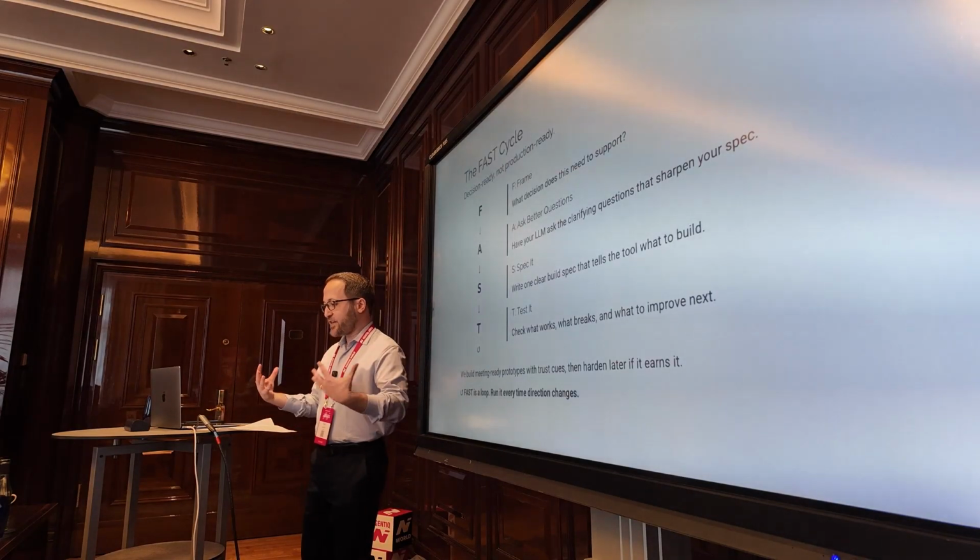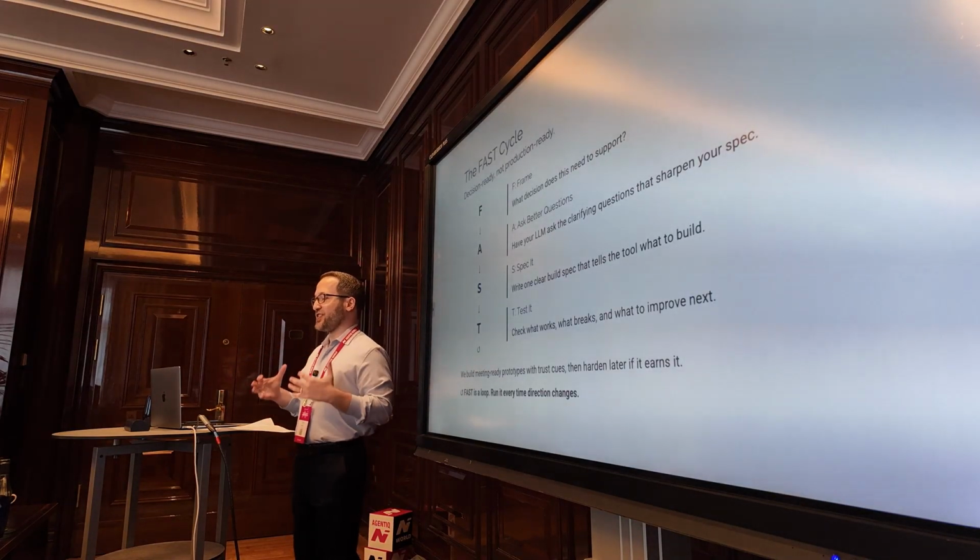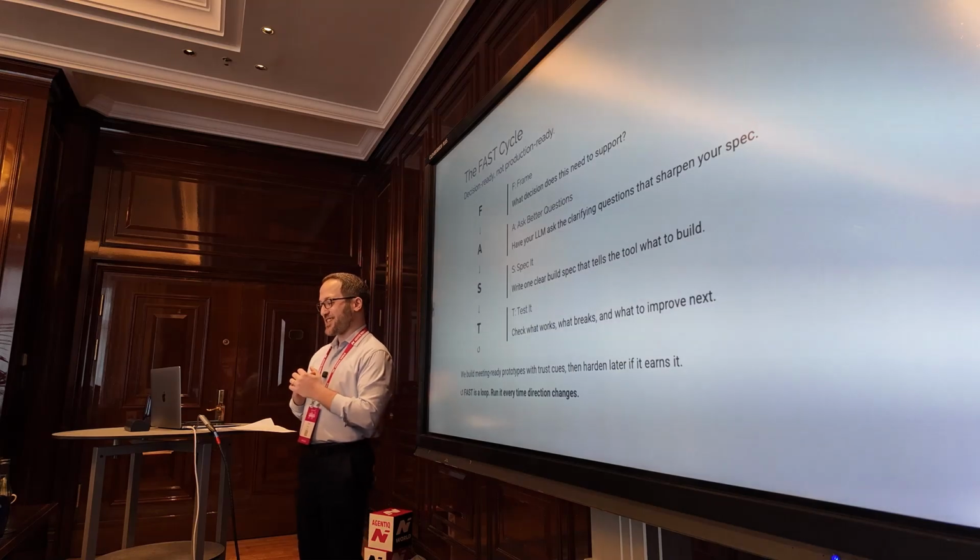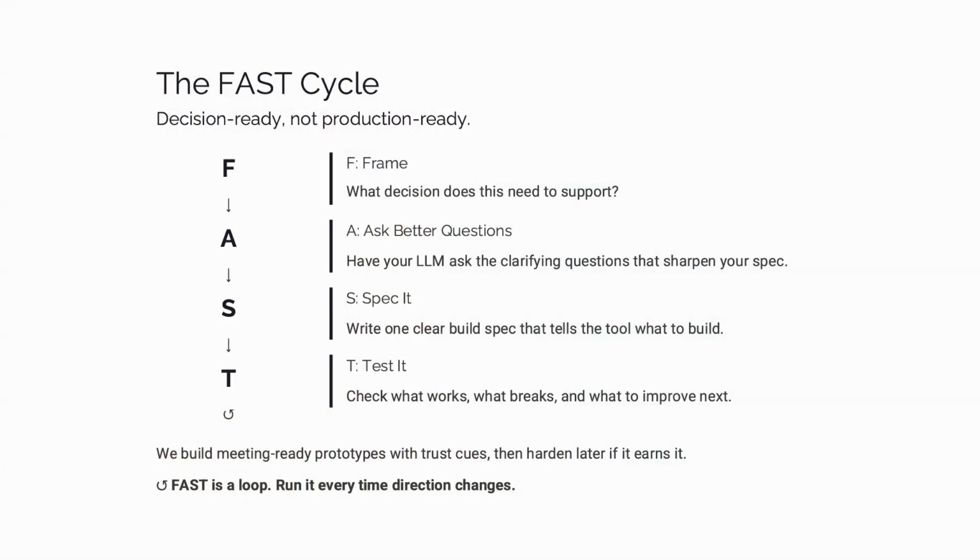All right, so here is what I call the fast cycle. We'll walk through each of the letters here. So F is for frame. You're going to frame the decision, the business question that you are supporting for your stakeholders. So what decision does your application need to support or help you make?